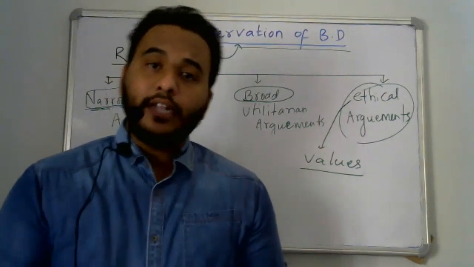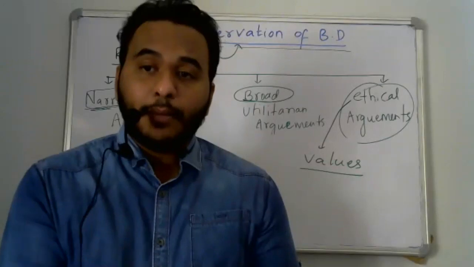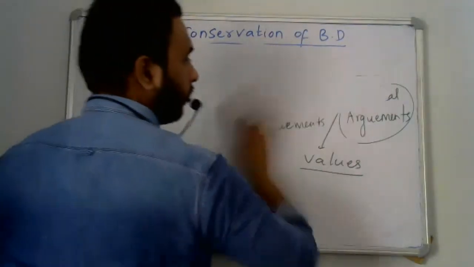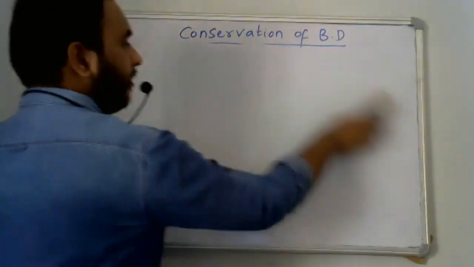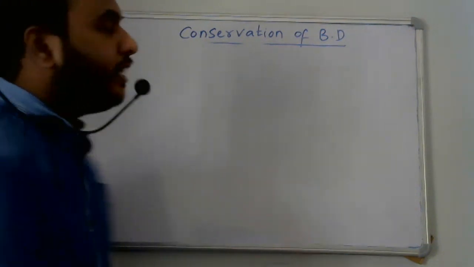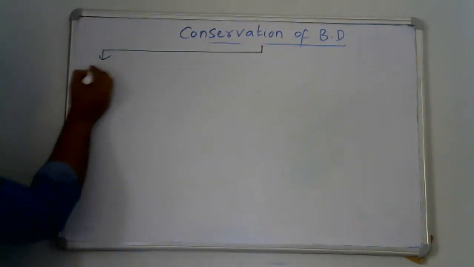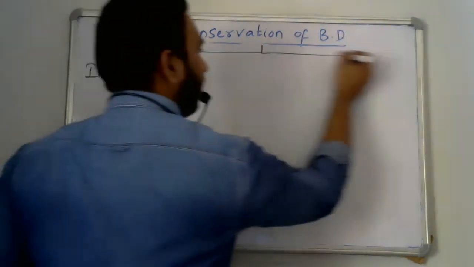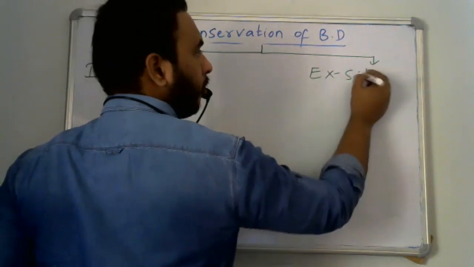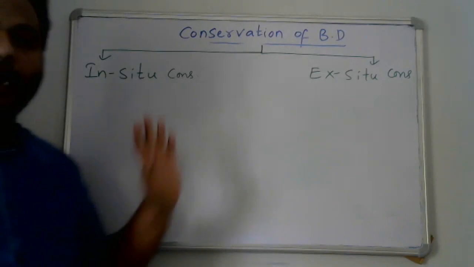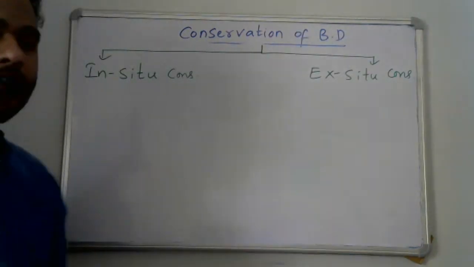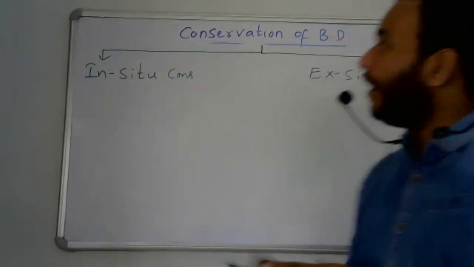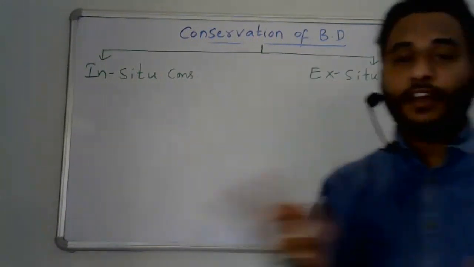Now we are going to study the conservation methods. The first type of conservation is in situ conservation. The second type is ex situ conservation. Coming to in situ and ex situ conservation, we will study the difference first.